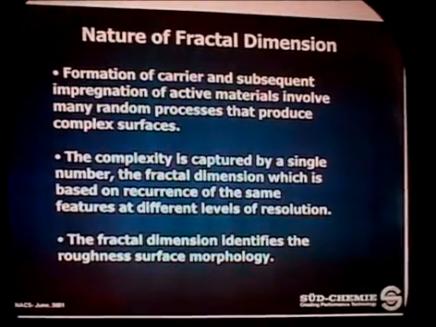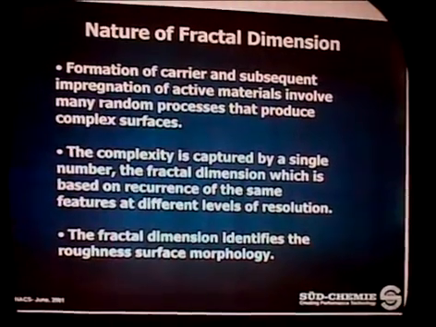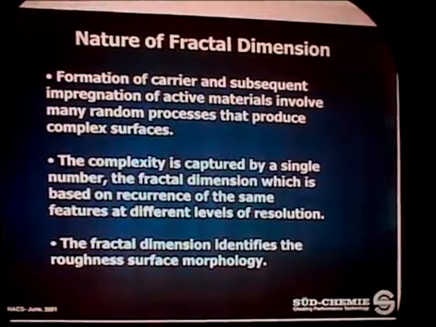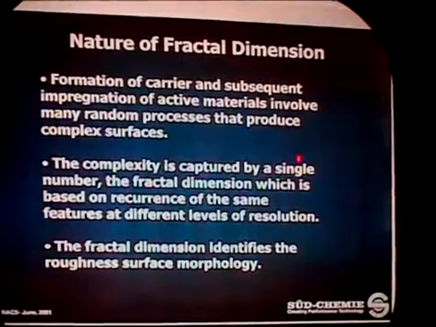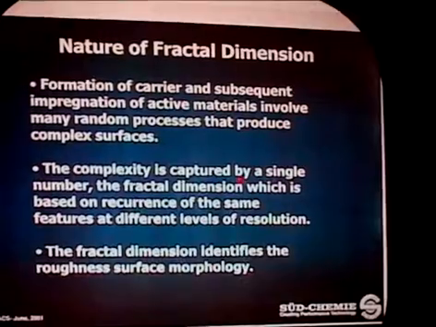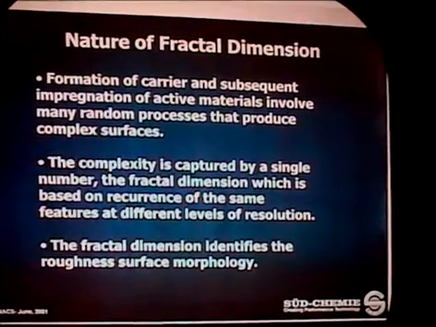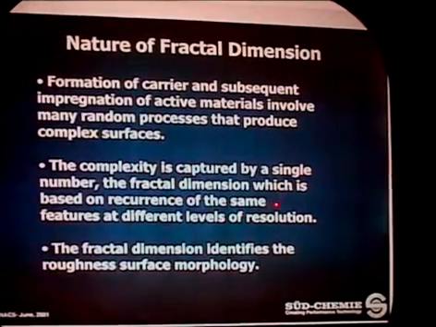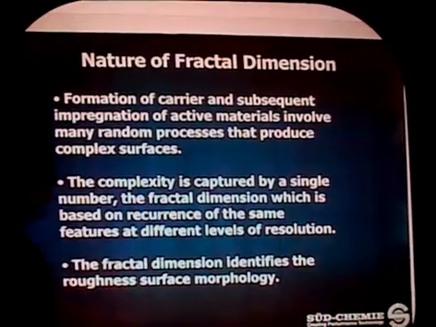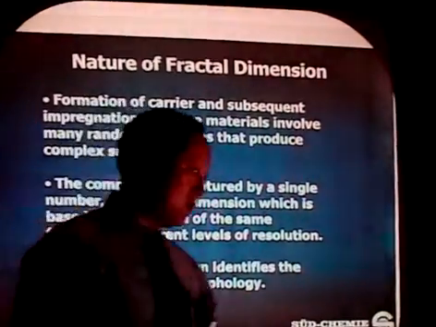Secondly, what the fractal means. I think the fractal dimension will give you a single number, which will tell you some of the features that other numbers won't tell you. So in this case, the complexity of the pore is captured by a single number and can tell you the occurrence of the same feature at different levels of resolution. And we can use the fractal dimension to very loosely say this is the roughness of the surface. Use that number.